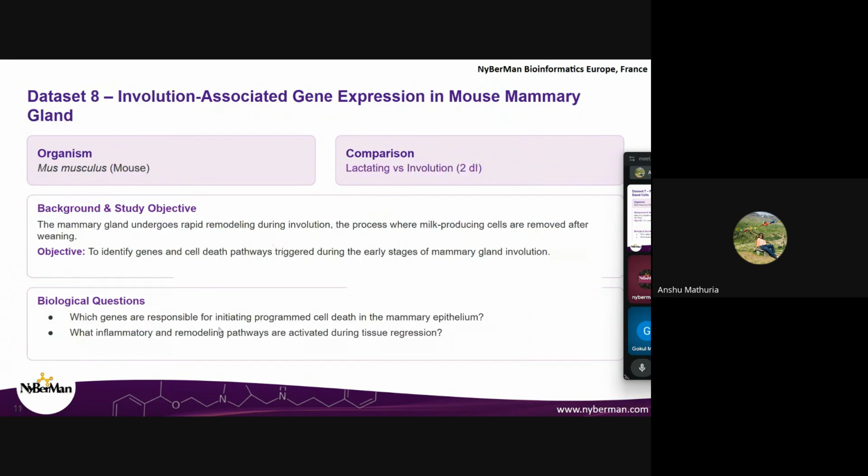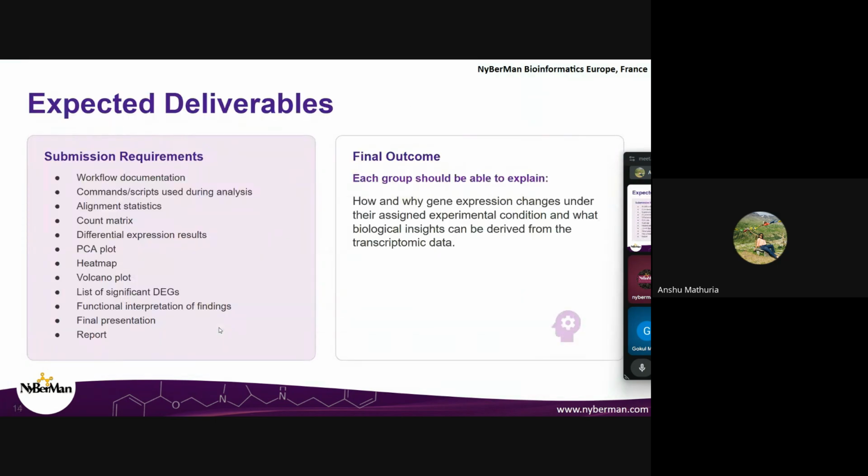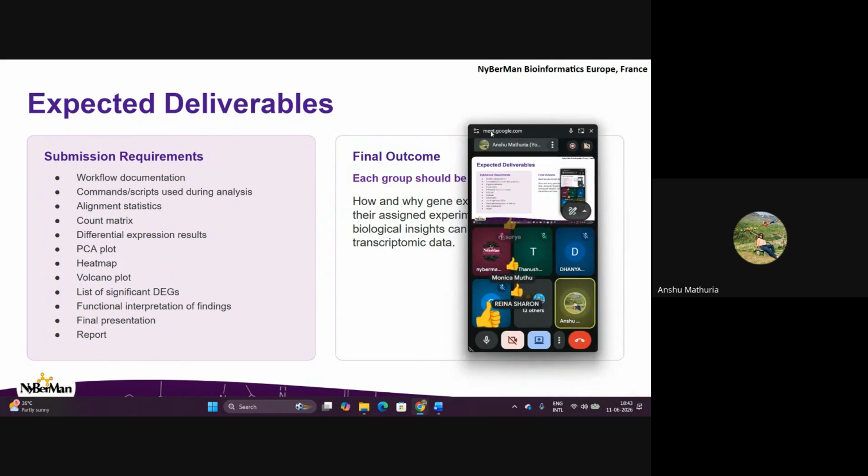Is it clear how the marking assessment is going to be, what is needed, everything? Is it clear? Anything that requires an explanation?